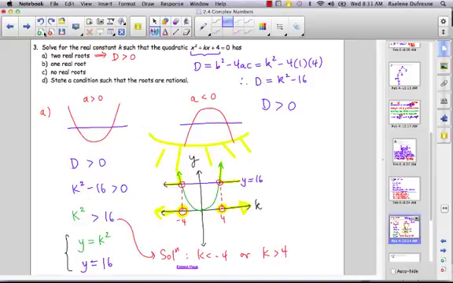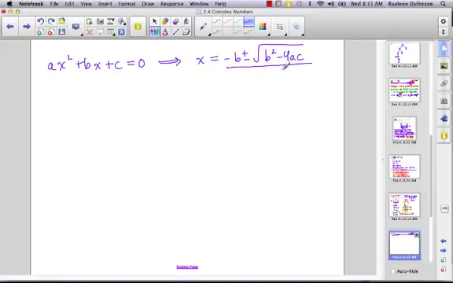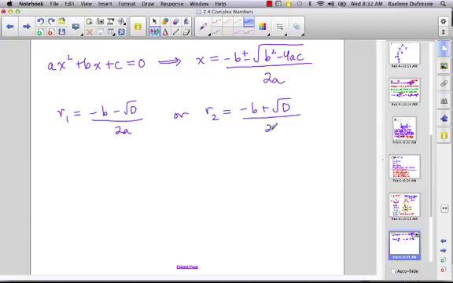Let's look at this from the point of view of the quadratic formula. When we are solving ax squared plus bx plus c equal to 0, when we are solving for x, we get x equals -b plus or minus the square root of b squared minus 4ac all over 2a. The plus or minus comes after the square root of the discriminant. So our 2 roots are x equals -b minus the square root of the discriminant all over 2a, or x equals -b plus the square root of the discriminant all over 2a.